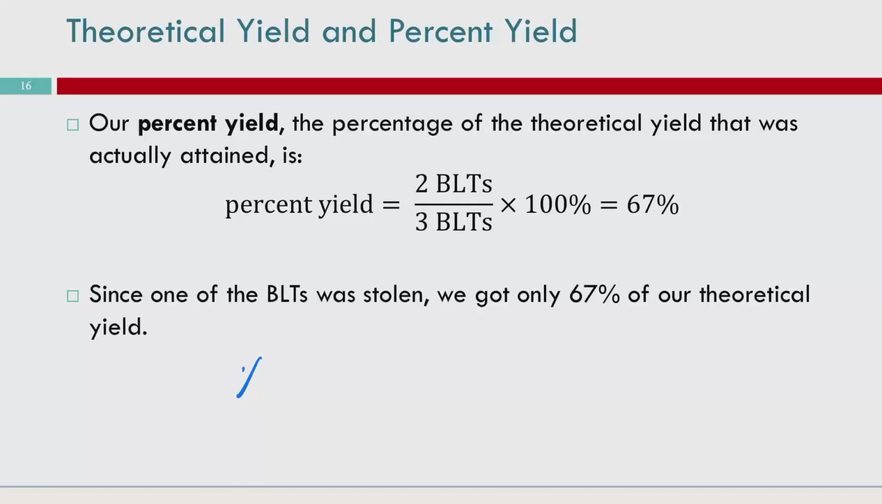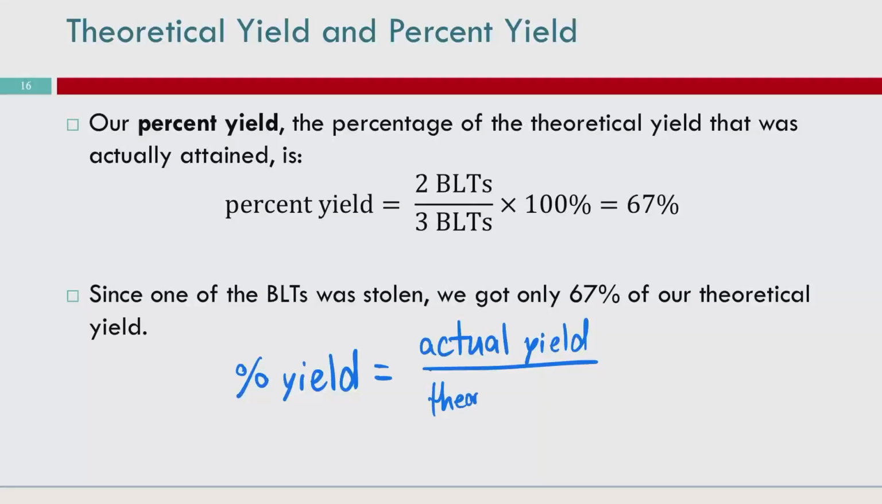So again, our formula, percent yield equals actual yield over theoretical yield. And because it's a percent yield, times 100%. Pretty much anytime anything has percent in the name, there's a times 100% in there. So because one of our BLTs was stolen by our dog, who's now in jail, we only got 67% of our theoretical yield.